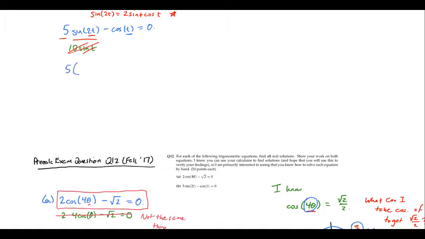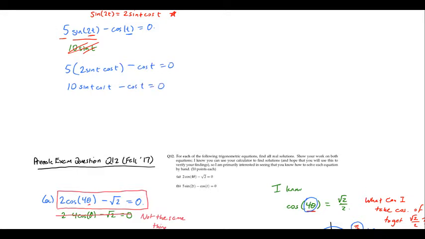All right, so 5 times 2 sine of t times cosine of t minus cosine of t is 0. All right, and then I can multiply the 5 and the 2. Now I do get 10. 10 times sine t cosine of t minus cosine of t is 0.